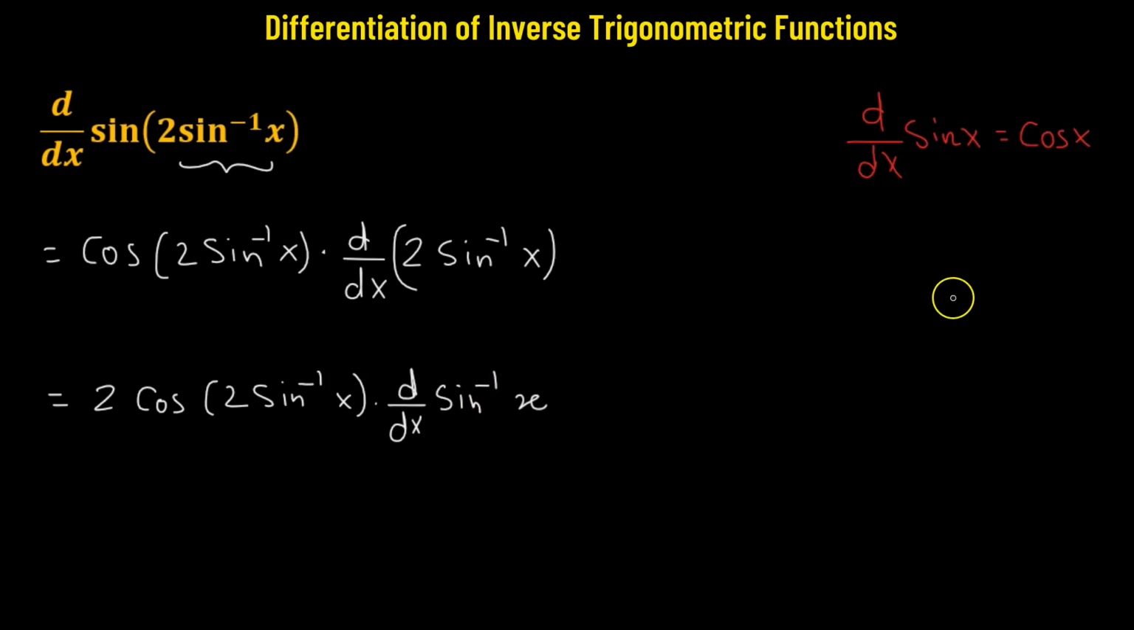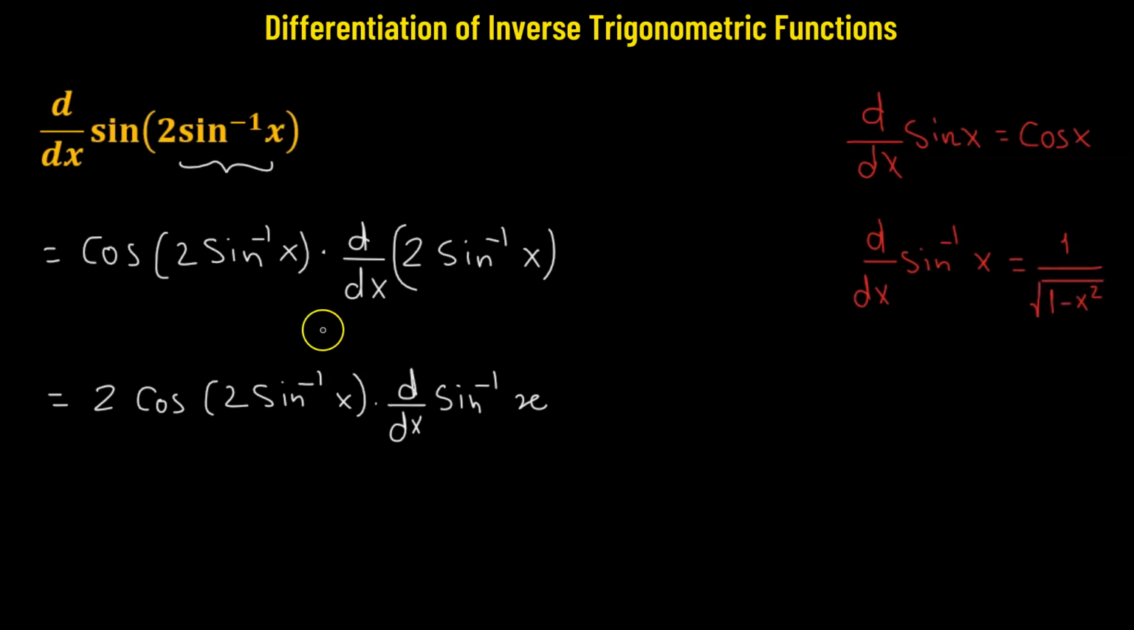So let's write it down. So the derivative of the inverse sine function, also referred to as the arc sine function, will be equal to 1 divided by square root of 1 minus x squared.